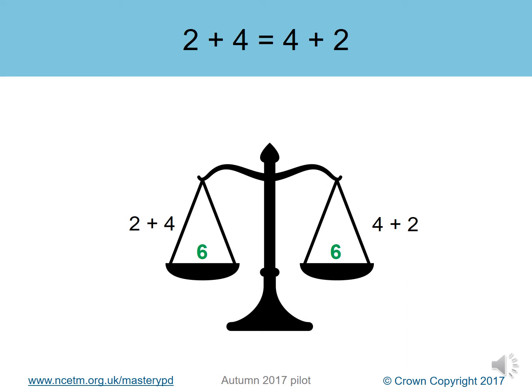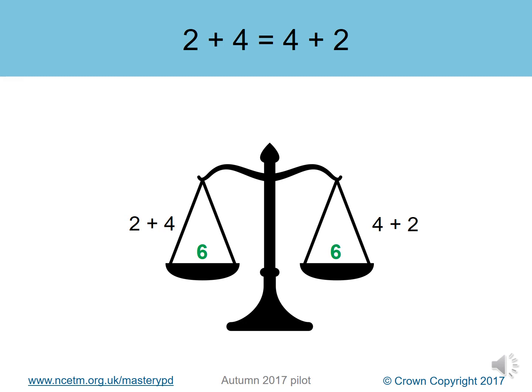So if I had my scales, as I've just said, and I had 2 add 4 on one side and 4 add 2 on the other, the reason we can say these balance is because we know both equations on their own actually add up to 6. So we know that 2 add 4 is 6, and you can see that on one side of my scale, and we know 4 add 2 is 6, so that's on the other side of my scale, and they are equal to each other because they both equal the same.